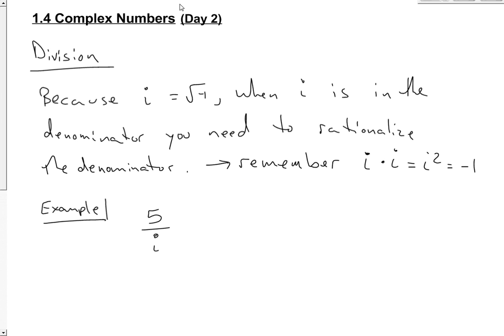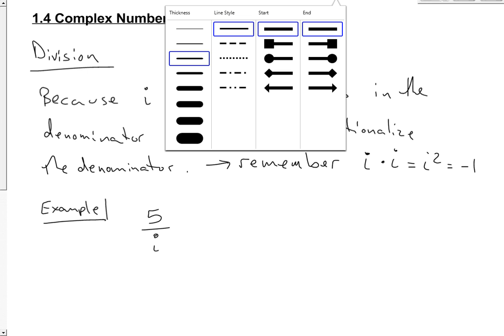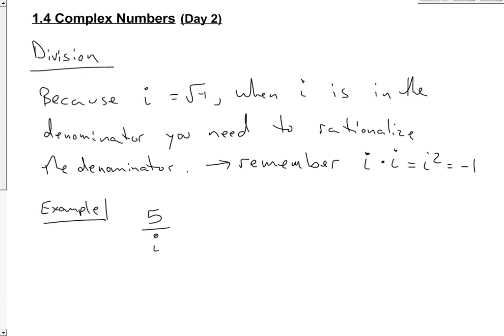Here's an example that we will look at. Let me get a pen here. If we have 5 over i, and we multiply both the top and the bottom by i, that will give us 5i over i squared. And i squared is negative 1. So we'll have 5i over negative 1, which is then going to be negative 5i.